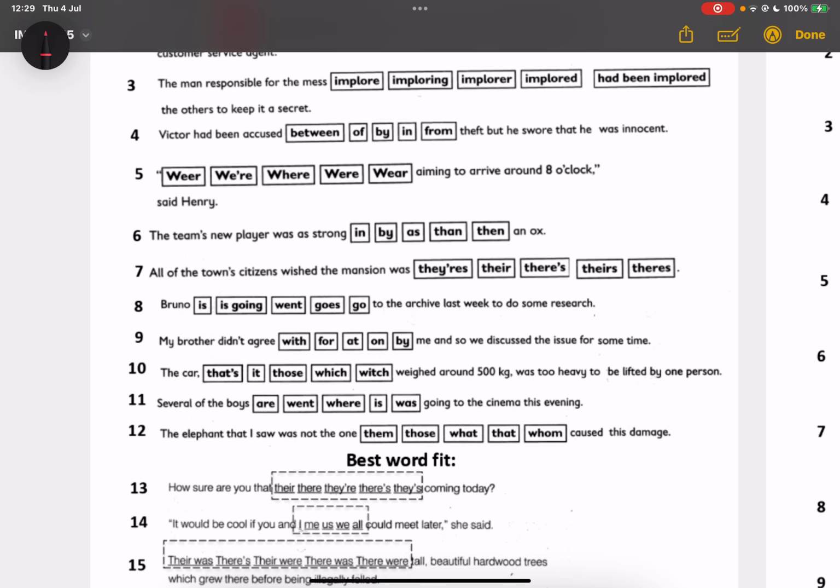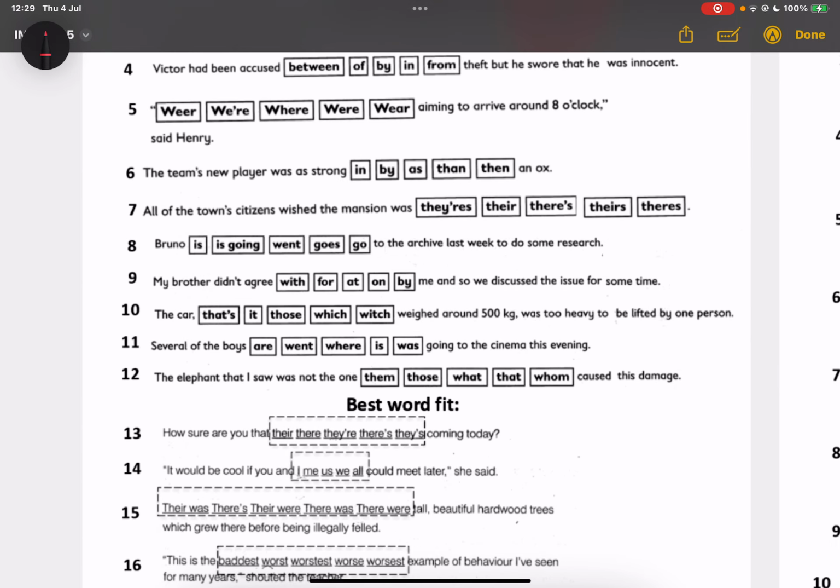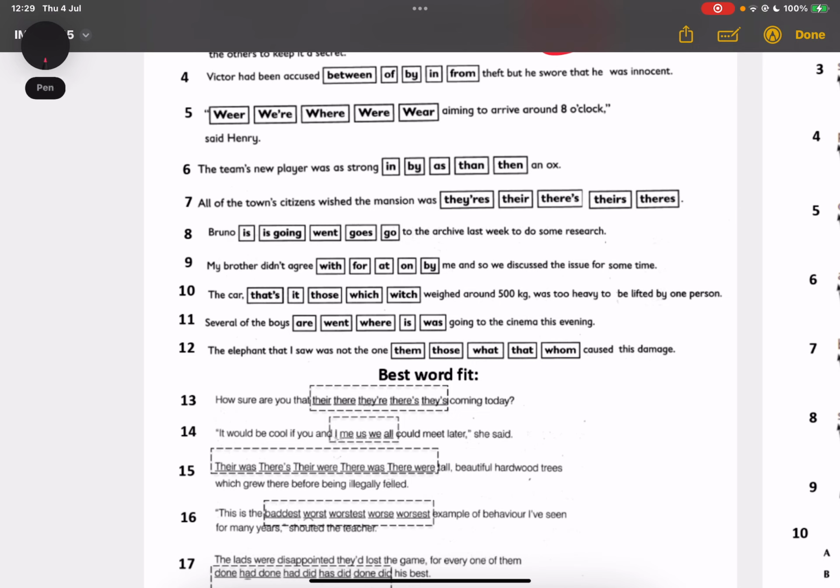3. The man responsible for the mess something the others to keep it a secret. Well, this will be implored the others to keep it a secret. It's a past tense. 4. Victor had been accused something theft, but he swore that he was innocent. Accused of theft.